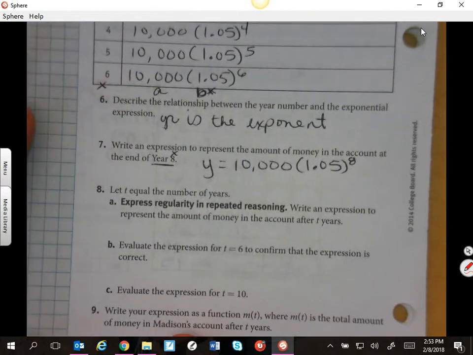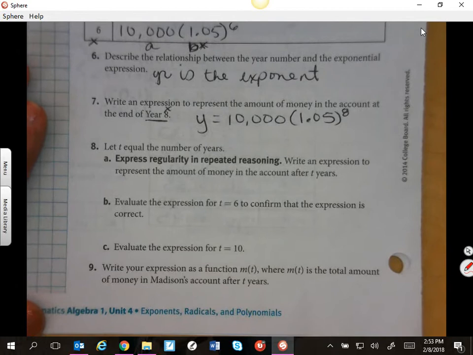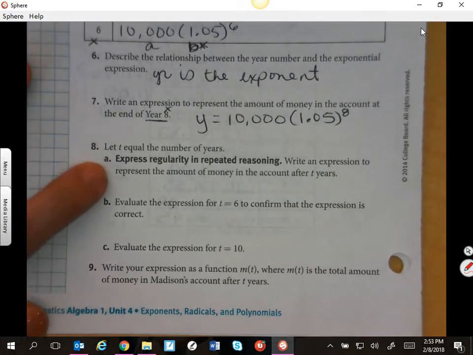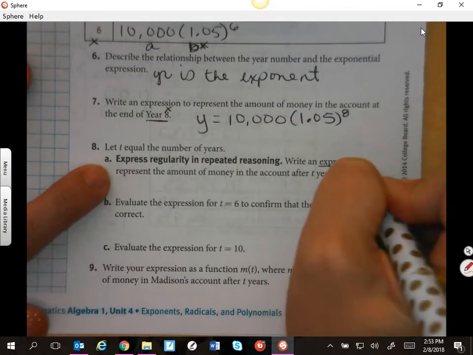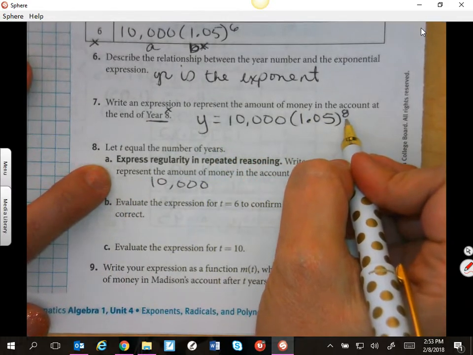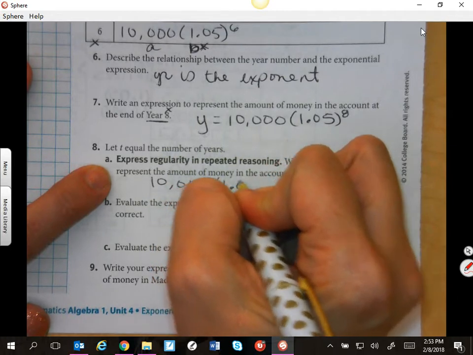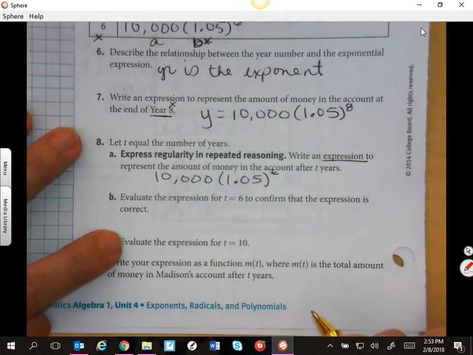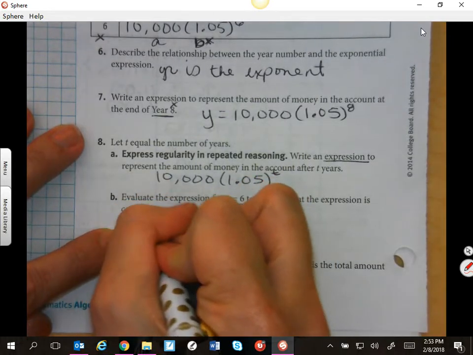If t is equal to the number of years, write an expression to represent the amount of money in the account after t years. And this is just an expression, so we don't need an equal. So say 10,000 times 1.05. Instead of x, they want us to use t. So 1.05 to the t power. And then if t is 6, we're going to plug that in, and we're going to use our calculator.